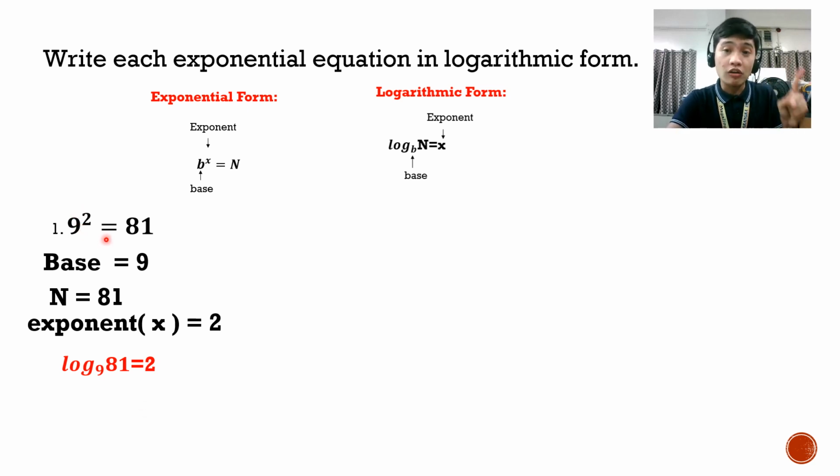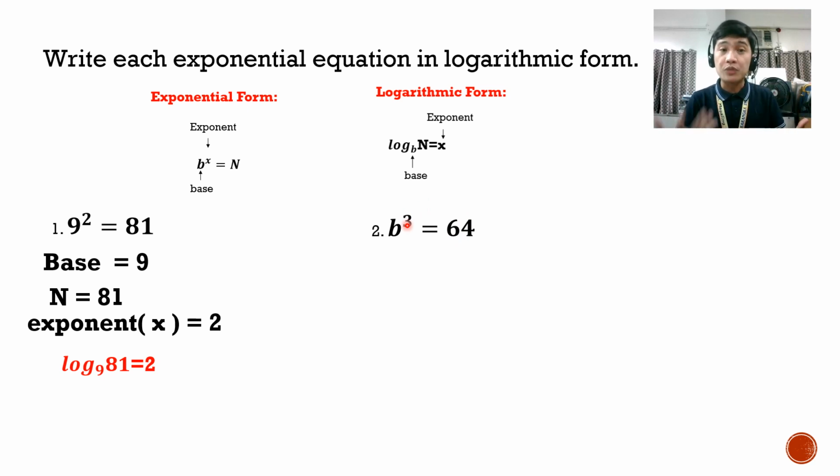If we are going to convert it to logarithmic form, the answer is logarithm of 81, base of 9 is equal to 2. Okay, ganun lang siya kasimple. Okay, another example. Number 2, b raised to the third power that is equal to 64. Again, it is written in exponential form. Now, how are we going to convert this particular given into its corresponding logarithmic form?